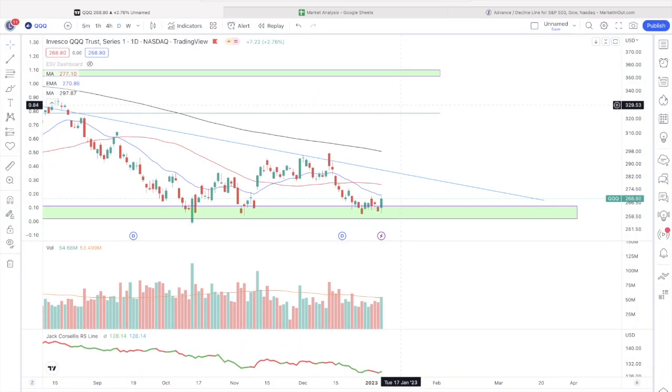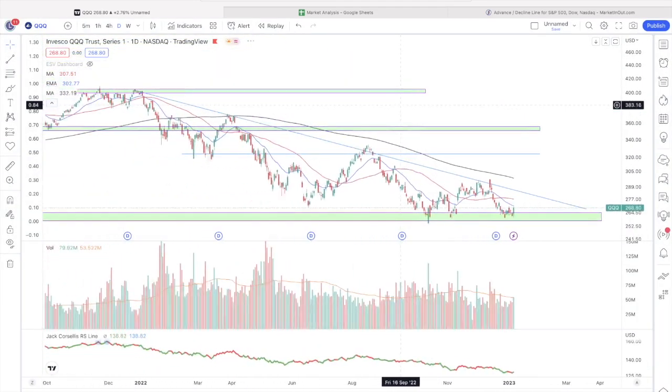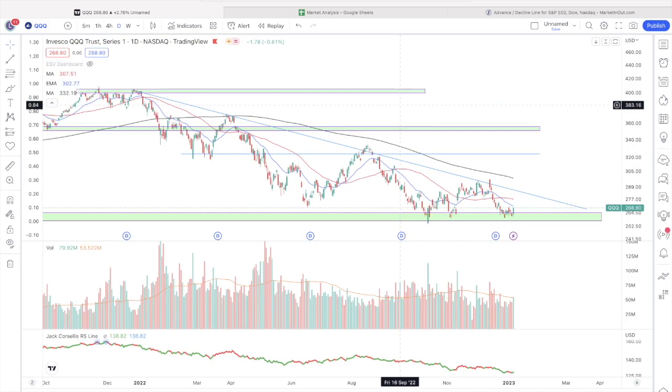The next one we'll take a look at is the Nasdaq. Similar to the S&P 500, the Nasdaq is on a downtrend. Prices are making lower highs and lower lows, and also prices are trading below both the 50-day moving average and the 200-day moving average.